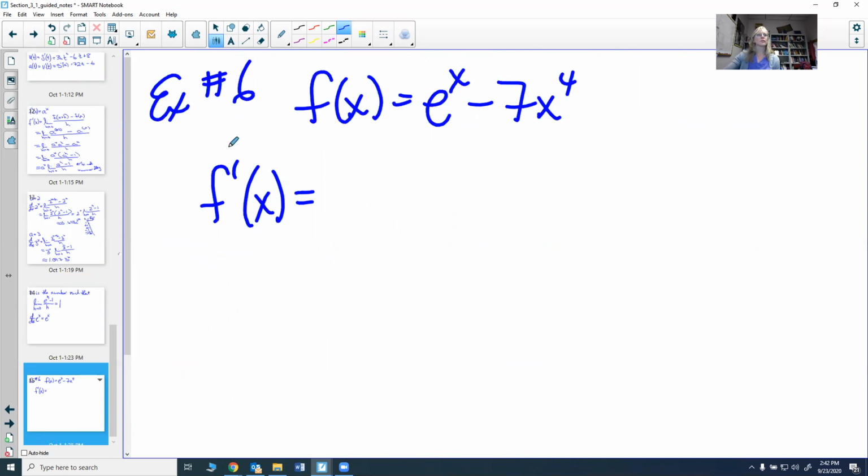So let's do another quick derivative. Let's find the derivative of this function, e to the x minus 7x to the 4th. So the derivative of e to the x is e to the x, just what we talked about. Again, it's not a power function, so you don't use the power rule. It's an exponential function, and the derivative of e to the x is just e to the x. Then minus, now we use the power rule because we've got x to a power. So bring the power down and subtract 1 from the power. And there's your derivative.